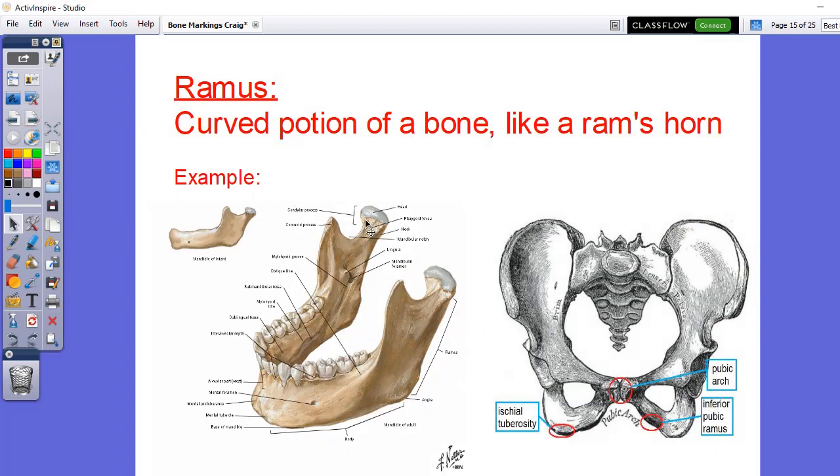Next we have a ramus. We are not going to do a ramus in this class, so you can cross that box out of your notes, and that'll be one less that you have to worry about.